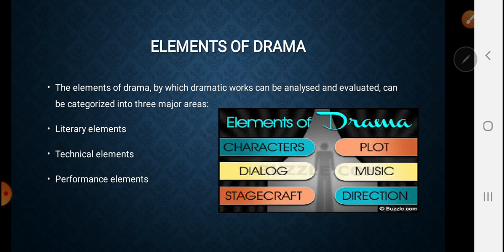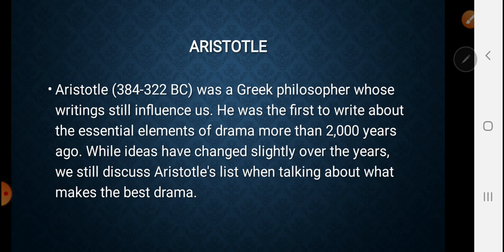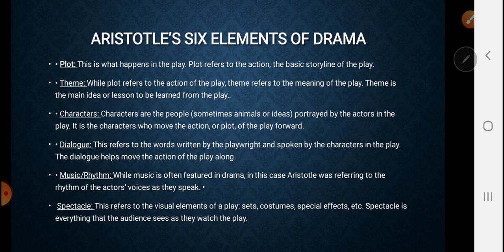Then there are certain elements of drama that can be categorized in three categories: literary elements, technical elements, and performance elements. Aristotle, who was known as a Greek philosopher whose writings influence us till now, wrote about the elements of drama.